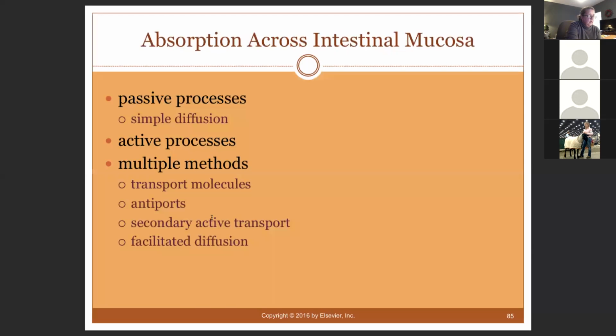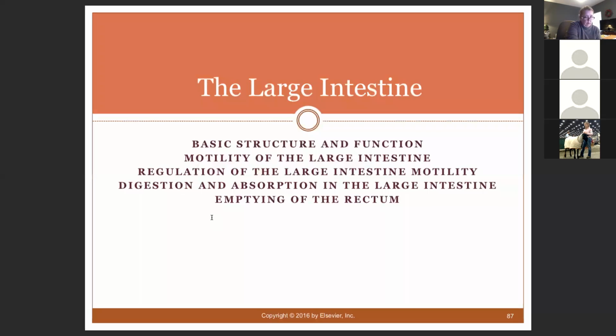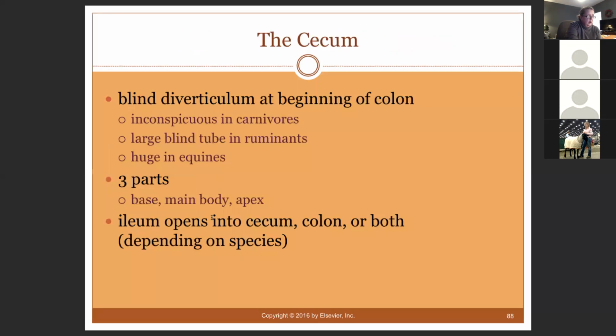I'm not talking a whole lot about lipid digestion and absorption, or carbohydrates. You've already talked about some of this in nutrition.